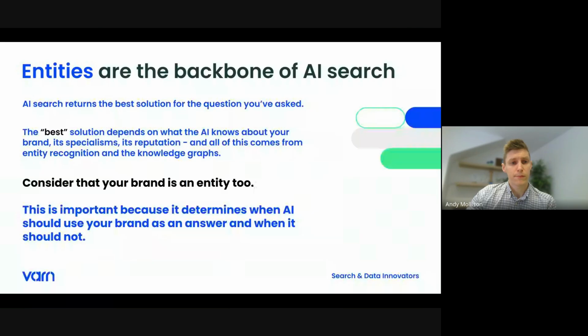And I think that's important because entities are the backbone of AI search, but also the best solution depends on what AI search knows about your brand, your specialisms, your reputation, and that all comes from the recognition it knows from the knowledge graph. So consider that your brand is an entity too. This is important because it determines when AI should use your brand and when it should not.